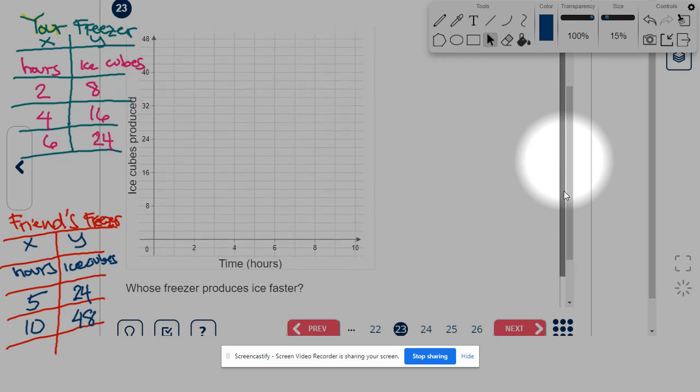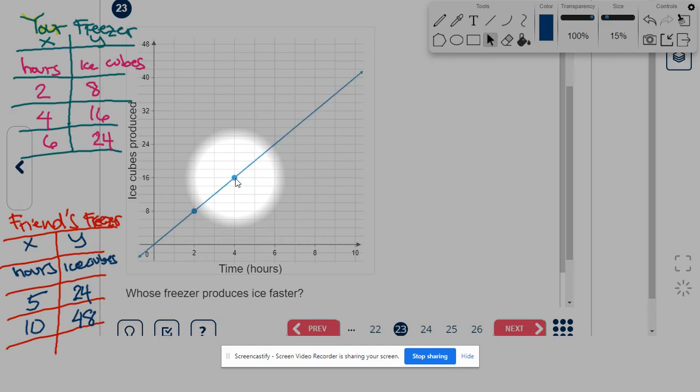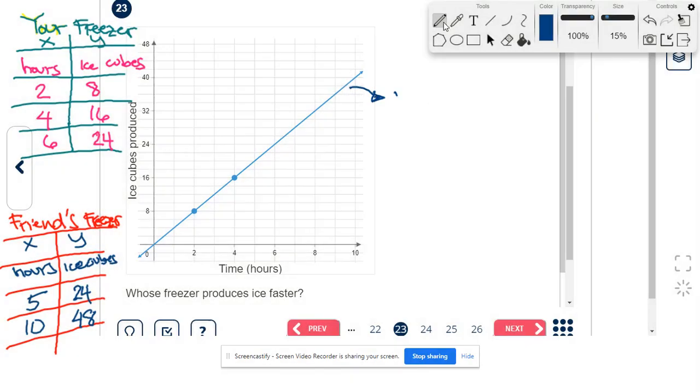Okay, better. All right, so for your friend's freezer, it says for 2 hours, 8 cubes. So for 2 hours, go to 8. That would be it. Next, for 4 hours, 16. So we go 4 for time, hours, and 16. Make sure you are accurate. There you go. It already gave you a line. So let's try it on this. So this would be your freezer.